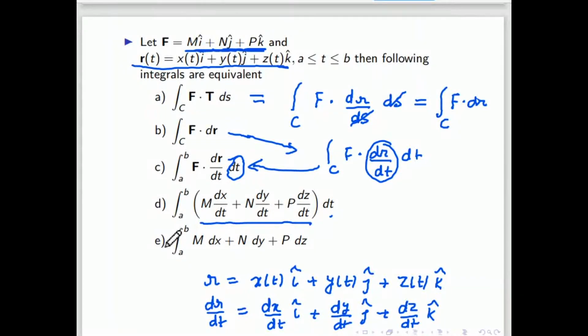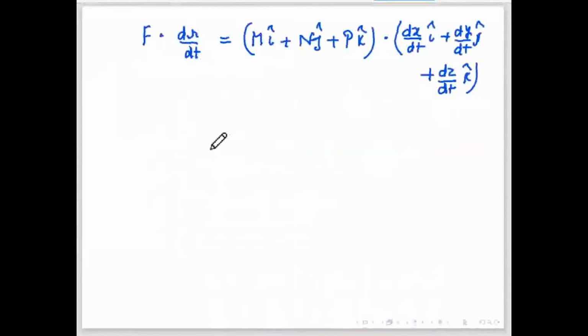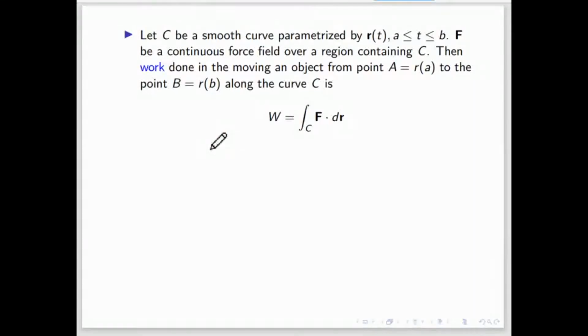So now we'll see what this line integral will represent. What is the meaning of this? I will give here three things which we can calculate in terms of line integral. The first one is work done by a force. Suppose C is a parametric representation of a curve, and F is a continuous force field over this region containing C. Then the work done in moving the object from t equal to A to t equal to B is given by this line integral.